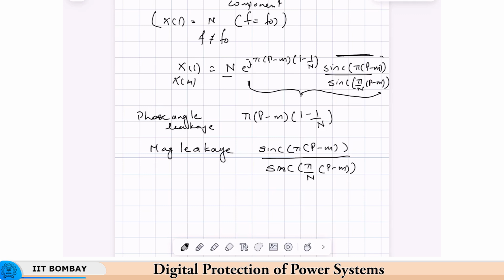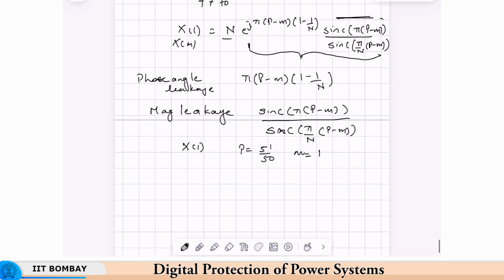We will just see a quick example for m equal to 1, the fundamental frequency, and say p equal to 51 by 50. Here, X of 1, so m is equal to 1. Let us see what the magnitude and phase angle leakage looks like. We will see a plot next time, but we will just do this calculation quickly.